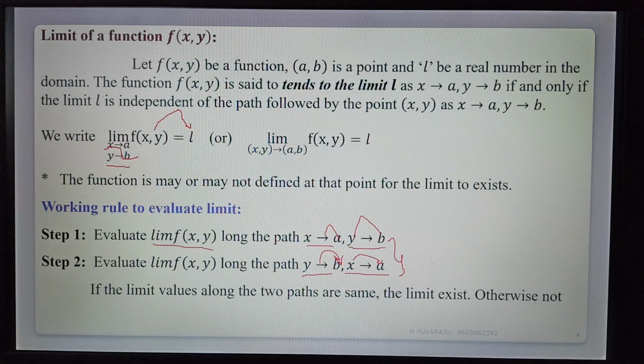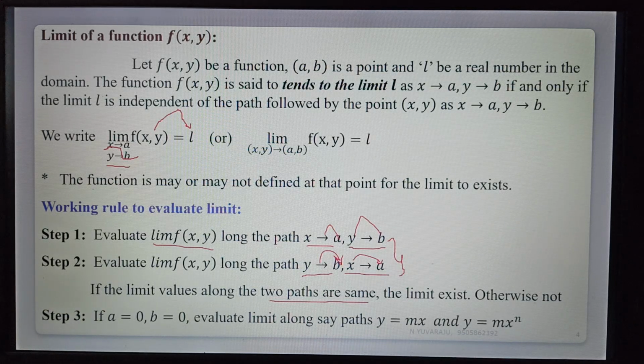That is, if the limit values along the two paths are the same, the limit exists, otherwise not. Compulsorily two paths are needed when the limit point a comma b is not 0 comma 0, not the origin. In case the limit point is 0 comma 0, the origin, that is a equal to 0, b equal to 0, evaluate the limit along paths y equal to mx and y equal to mx power n, so we have to find the limit along infinitely many paths.